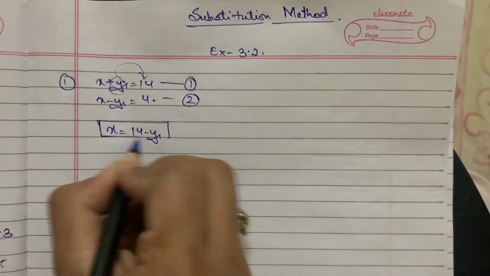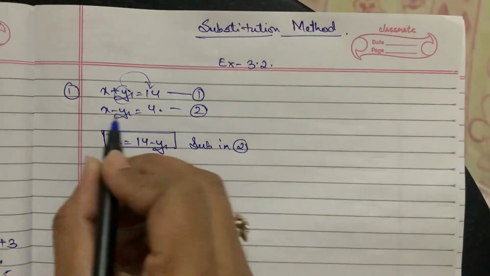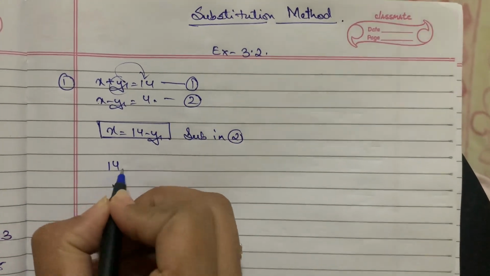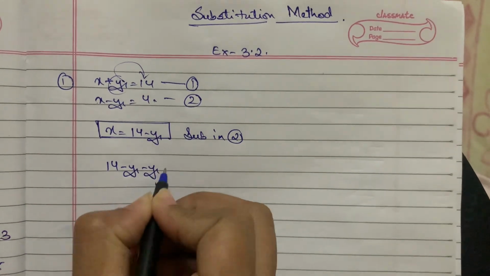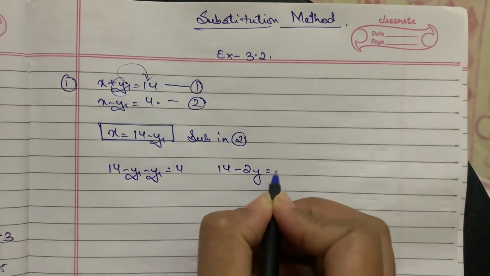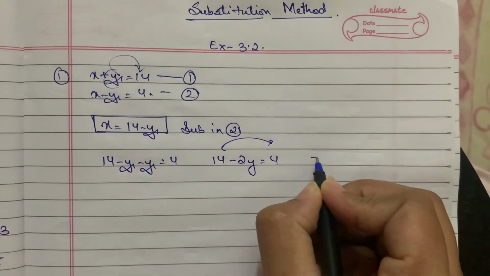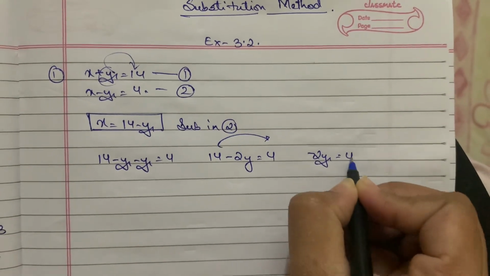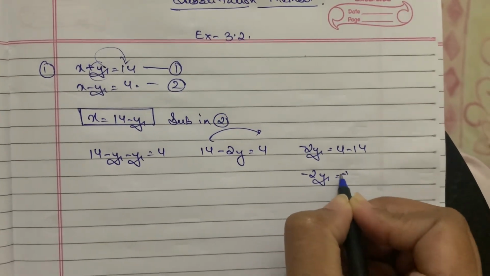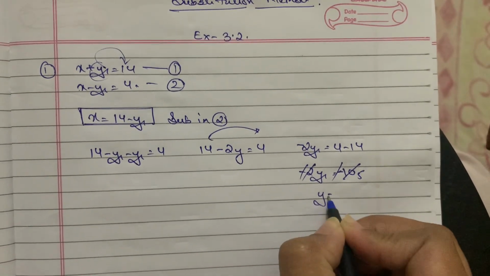Now I know this is x. Now this has to be substituted in equation 2. Wherever there is x, instead of x I'm going to write 14 minus y. 14 minus y minus y is equal to 4. That becomes 14 minus 2y is equal to 4. To simplify this, it becomes minus 2y is equal to 4 minus 14, which is minus 2y is equal to minus 10. Minus cancels, 2 fives are 10, so y is equal to 5.